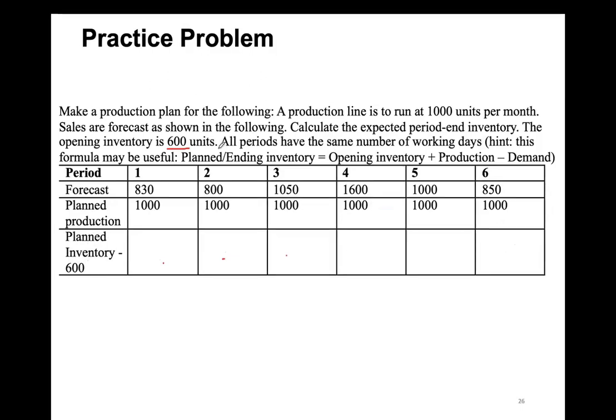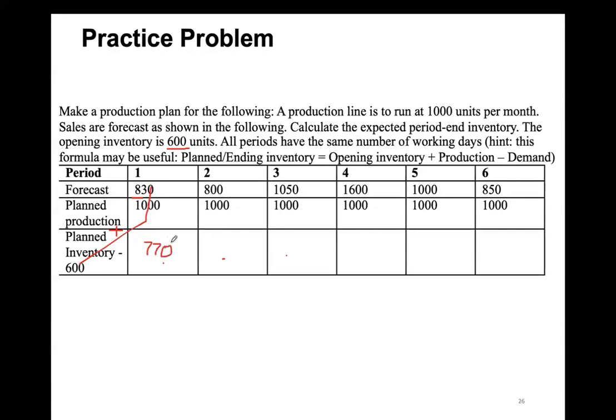And again, we'll be using the same formula, that's planned inventory is equal to OPD, and our approach will be the same. 600 plus 1000 minus 830. So 600 plus 1000, they will be added, and 830 will be subtracted. So 1600 minus 830, and that will be 770. So that will be planned inventory by period 1.